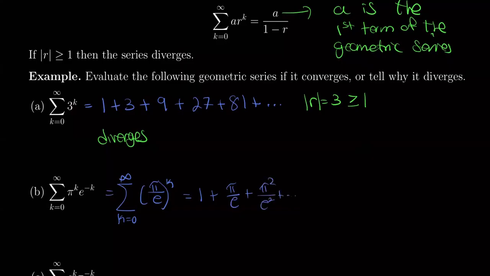In this case, what is the r? My r is the number that's being raised to the power of k. In this case, that's pi over e, which means the absolute value of r is pi over e, which is 3.14 divided by 2.7, which is bigger than 1. So that means that this series also diverges.